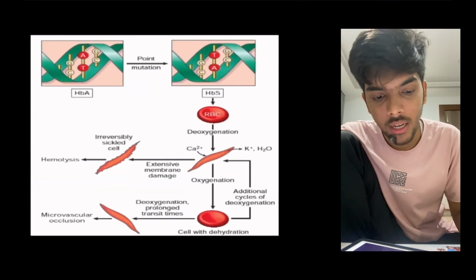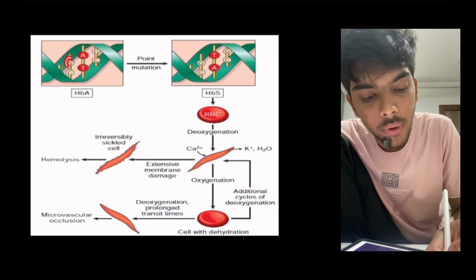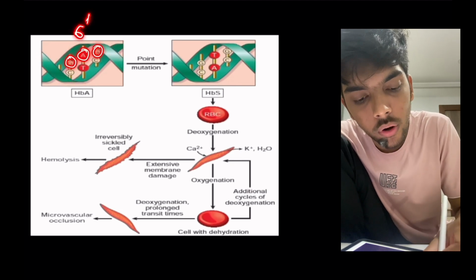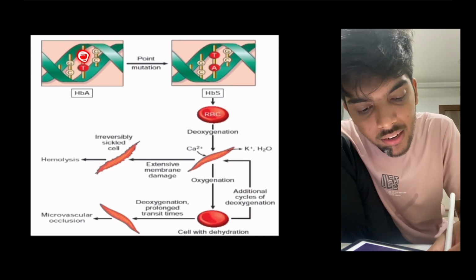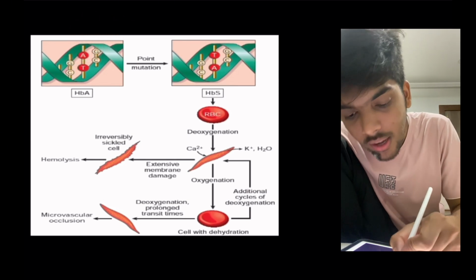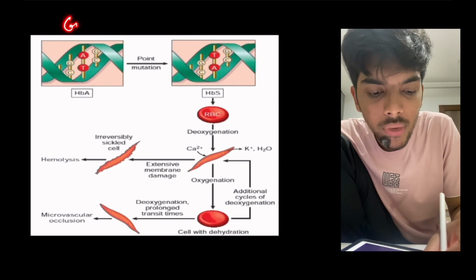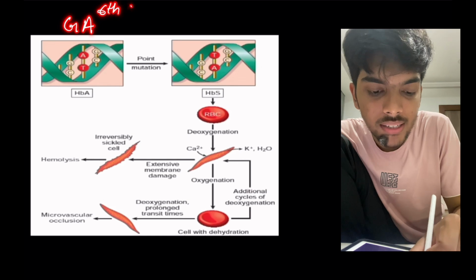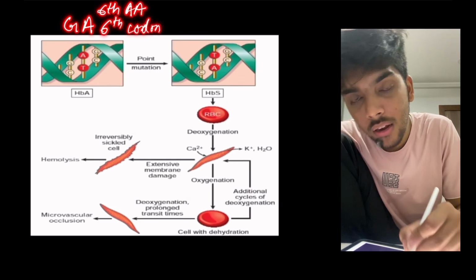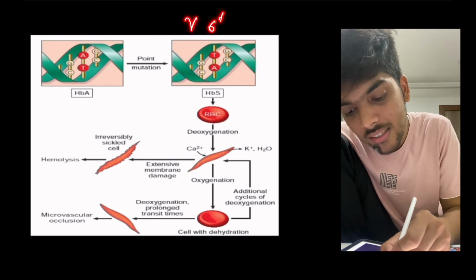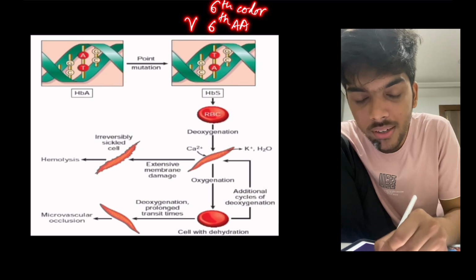The same thing is given here as well. So there's your DNA. This triplet is your sixth codon. At the level of the sixth codon, point mutation takes place. Adenine gets substituted by thymine. As a result, instead of coding for glutamic acid as the sixth amino acid, the DNA codes for valine as the sixth amino acid by the mutated sixth codon.